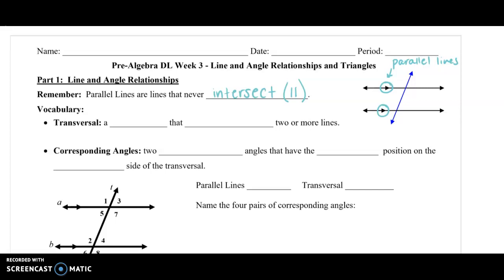Okay, a transversal. A transversal is a line that intersects two or more lines. So this line that I'm going over right now is originally in blue. I'm going over it in green. That's our transversal, because it's crossing and intersecting the line at two different spots.